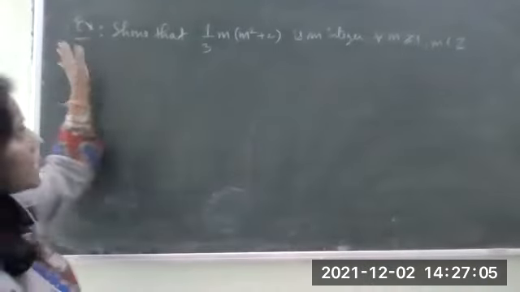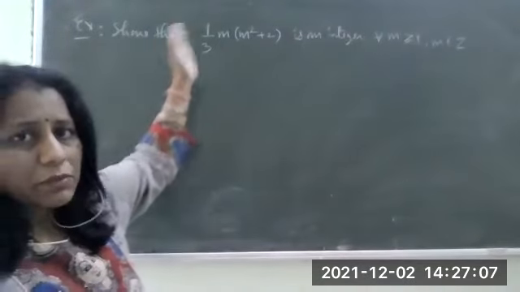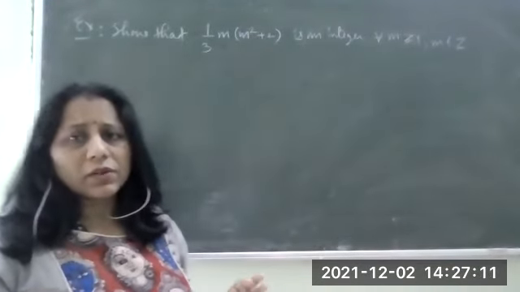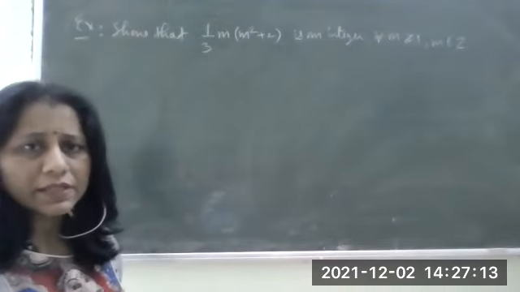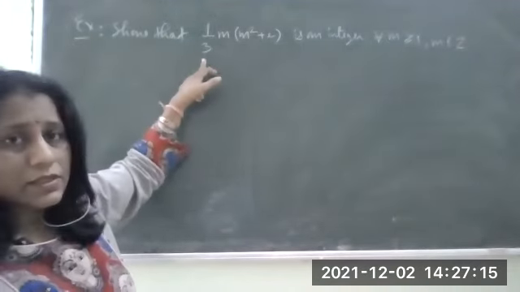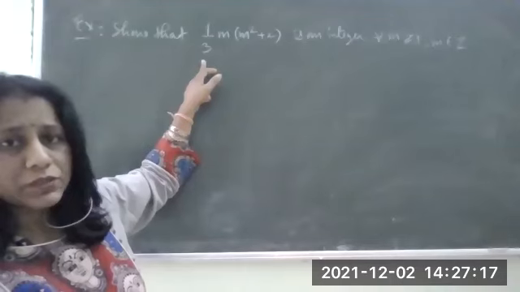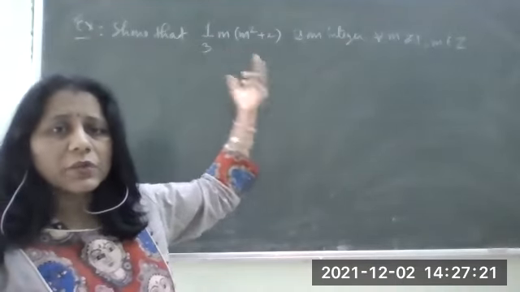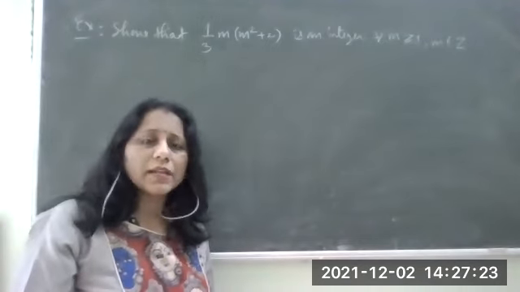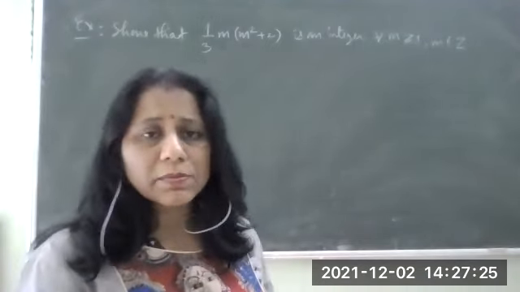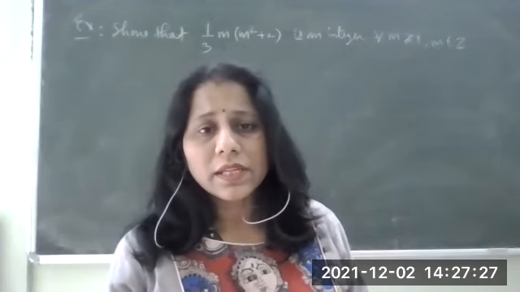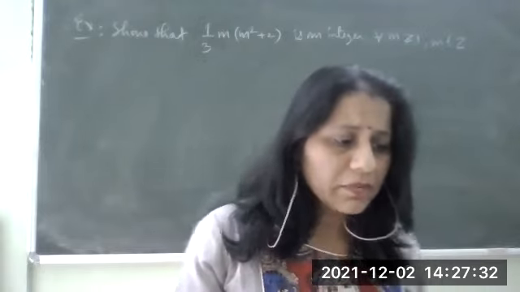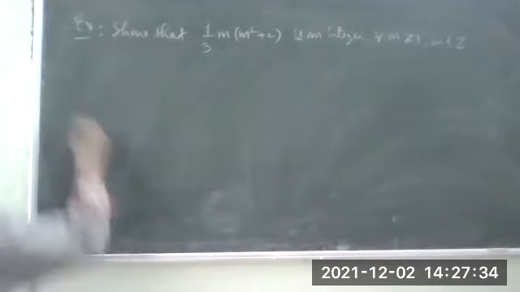So here in this example we have to show that 1 by 3 into m square plus 2 is an integer for all m greater than or equal to 1, where m is an integer. Now as there is a 3 as a divisor, considering 3 as divisor and using the division algorithm, we know that every integer can be expressed in the form 3k, 3k plus 1 or 3k plus 2, that is known to you.